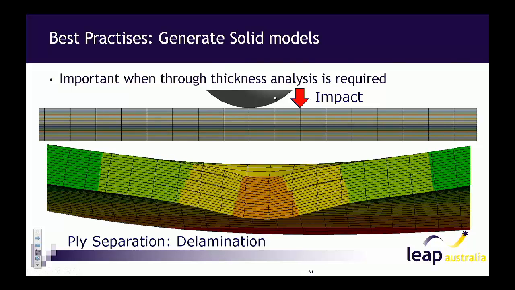This was an impact problem where we have every ply modeled separately and they've each got a contact between them. So when this ball comes down and hits the plate, we can actually capture the ply separation. So this is really important when we're talking about damage tolerance in a design. What's the response of the material once it's failed? Is it going to fail catastrophically?